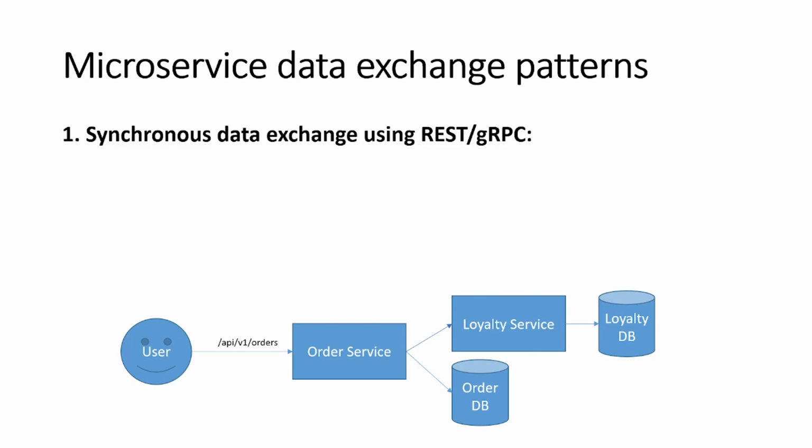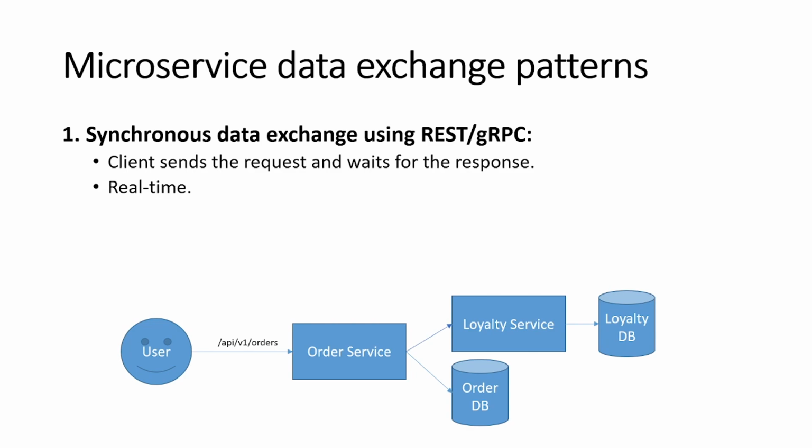So first is synchronous data exchange using REST or gRPC, where after persisting the order details in order DB, order service will call REST API of the loyalty service, and this communication or the data exchange will happen in synchronous way. So order service will send the request and will have to wait for the response from the loyalty service. Main advantage of this pattern is that the data exchange is in real time, and hence there are no data inconsistency problems at any given point in time.